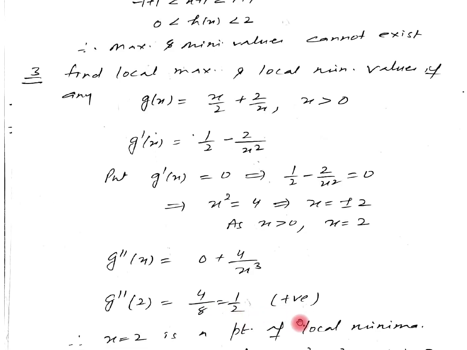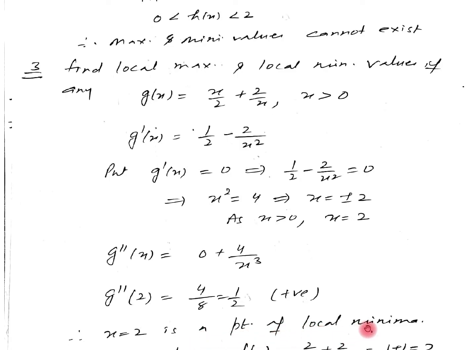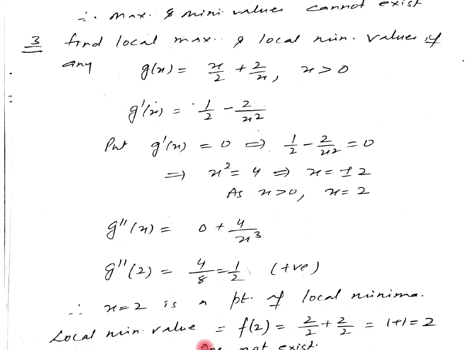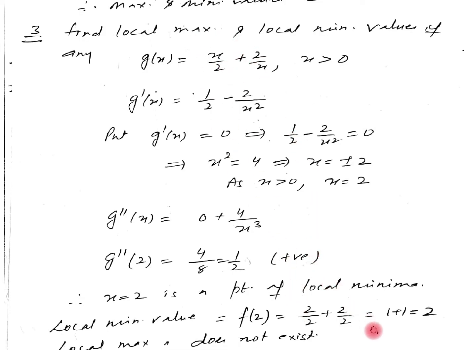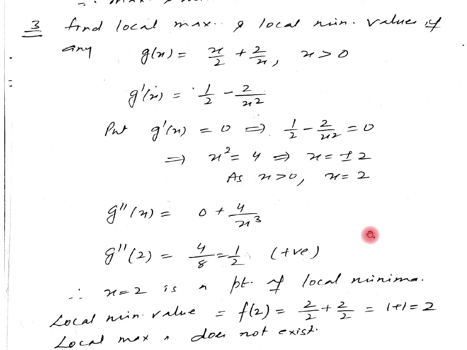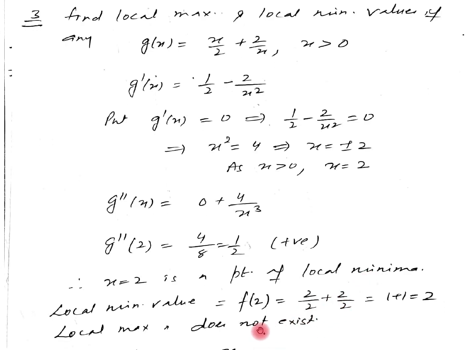It is positive. Therefore we can say x = 2 is a point of local minima, and the local minimum value is g(2). If it is g, then we have to mention g(2). Putting x = 2, 2/2 + 2/2 = 1 + 1 = 2. So we are having only one critical point, so only one local minimum value of the function. Local maximum does not exist.